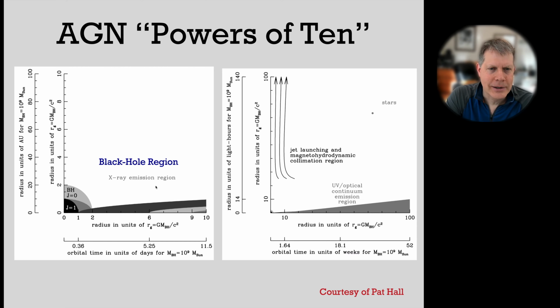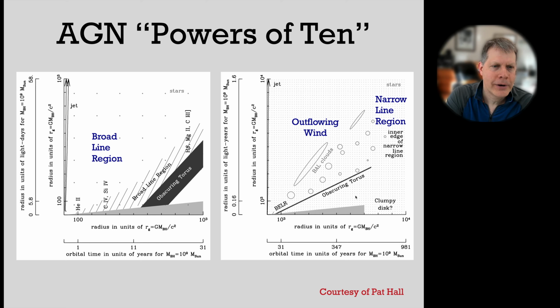In the last lecture, we talked about the black hole region, where much of the X-ray emission is produced. We then also talked some about the accretion disk and the ultraviolet optical continuum emission region. And today we're going to move a little bit further out to the Broad Line region, which has scales of order 100 to 1,000 gravitational radii in round numbers.